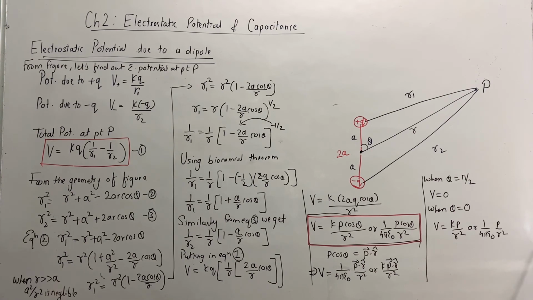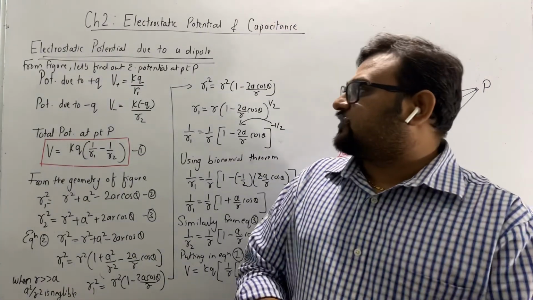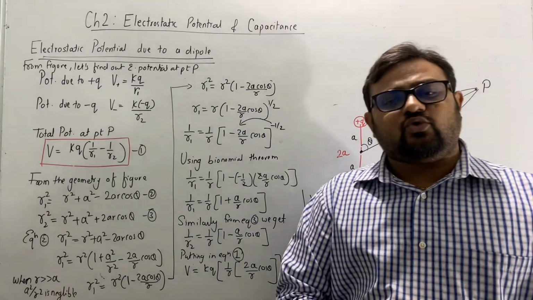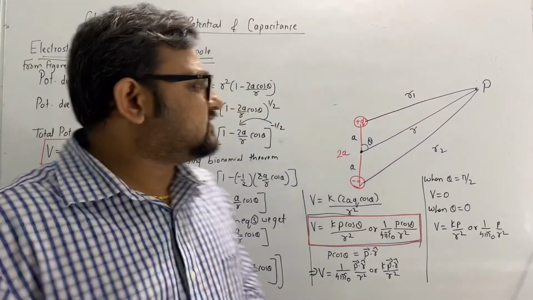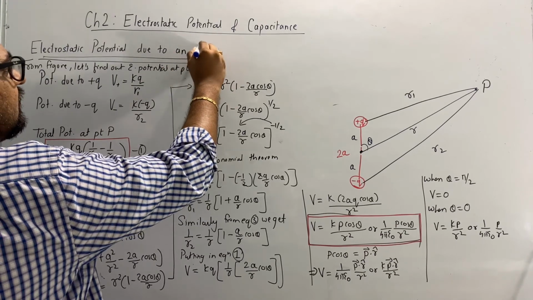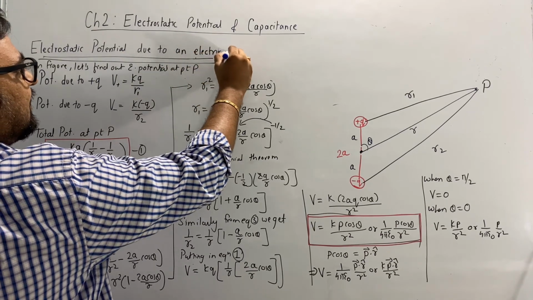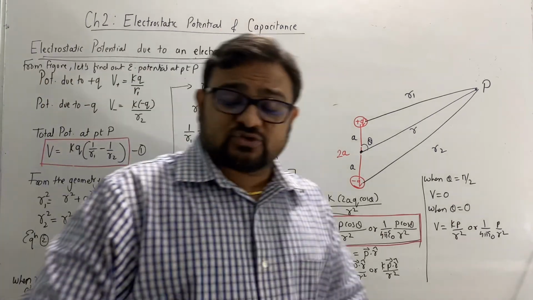Okay, students, so that was for the electrostatic potential due to an electric dipole. It is very important. This question can be asked in 4 marks.